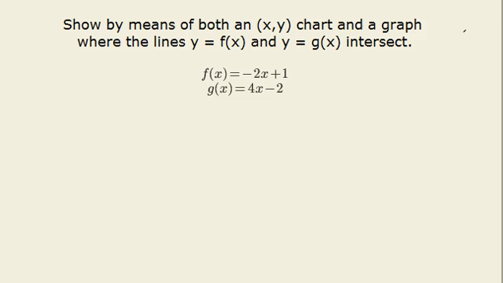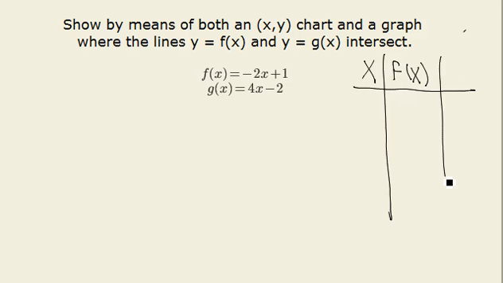To begin to effectively show the intersection of two functions on a graph, it is best known to make an xy chart. So to begin, let's simply make an xy chart, where x is our input values, f of x will be our first y, and g of x will be our next column. Some people might consider this as y1 and y2. Whichever way you want to think about it is just fine.